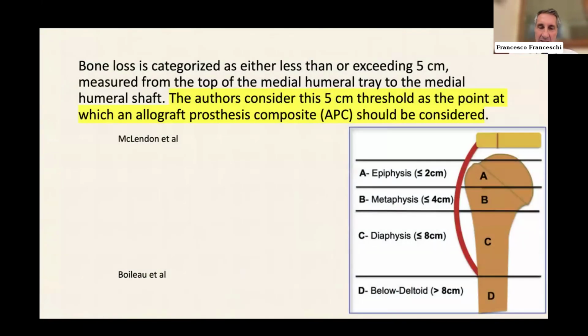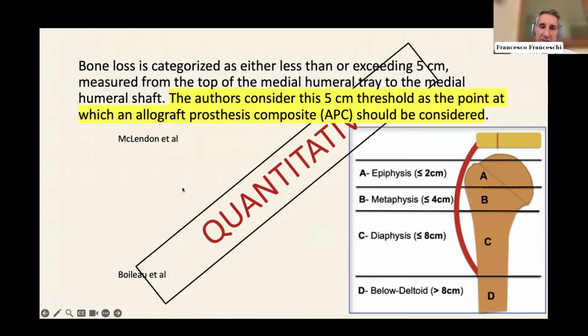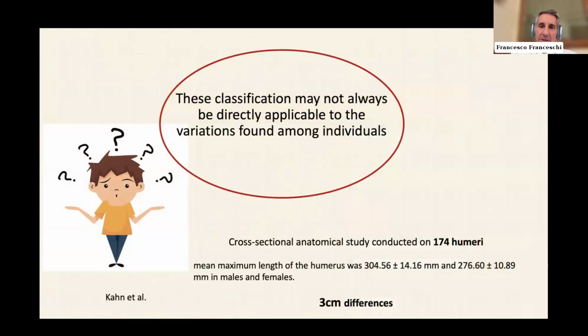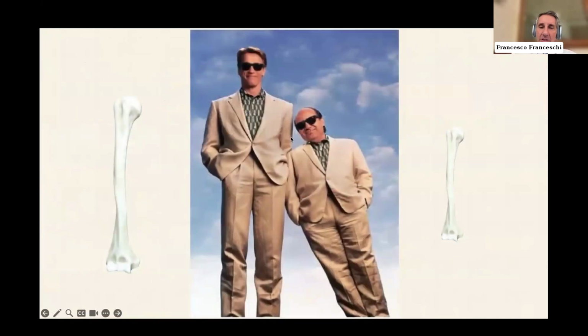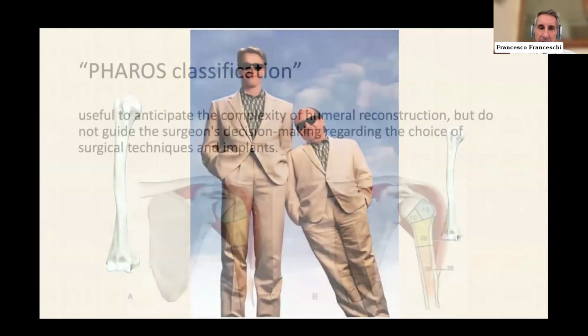But as for the classification of Pascal Boileau, we have to consider that the authors said this 5 centimeter threshold is the threshold at which an allograft prosthesis composite should be considered. So this is a quantitative classification, and it may not always be directly applicable to the variation found among individuals, because we are not all the same. I am different from Maristella and from Emmanouil and from Catarina, of course, and my humerus is the same.